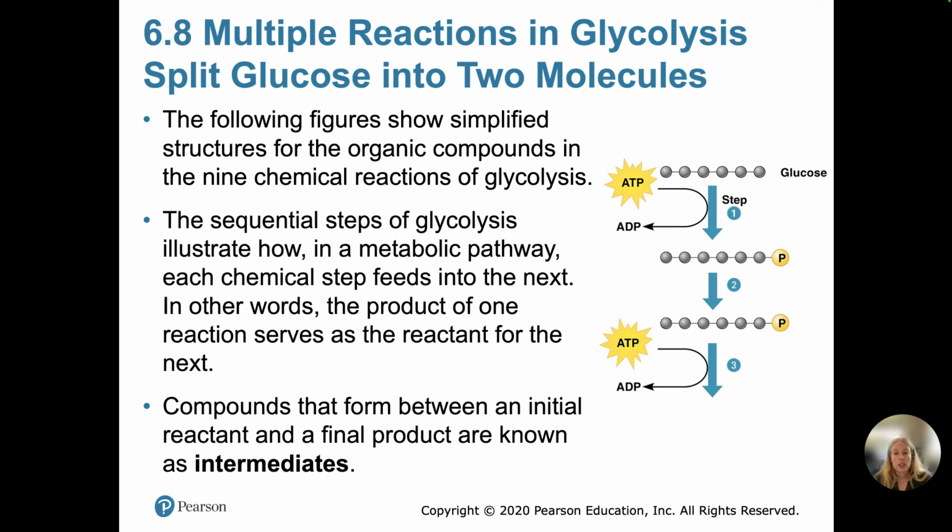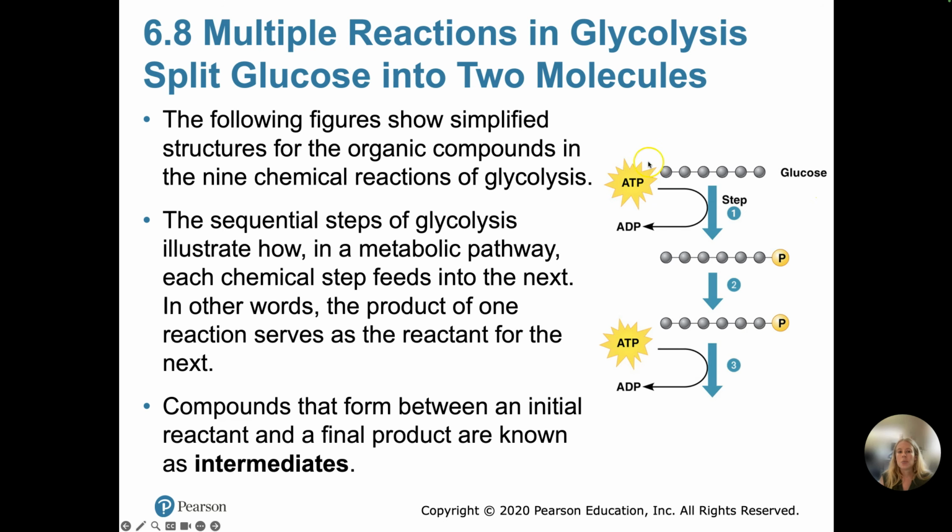There are multiple reactions in glycolysis that actually split glucose into 2 molecules. I know there's a lot of text on this slide, but I wanted to talk through what's happening, and then we'll go through it visually. So the last few slides really simplified what's going on in glycolysis. They had the main points included, but you couldn't see all the reactions that led to that point. Glycolysis is actually a 9-step process, so we're going to take a closer look at each of those 9 steps now. The following figures will show simplified structures for the organic compounds in the 9 chemical reactions of glycolysis.